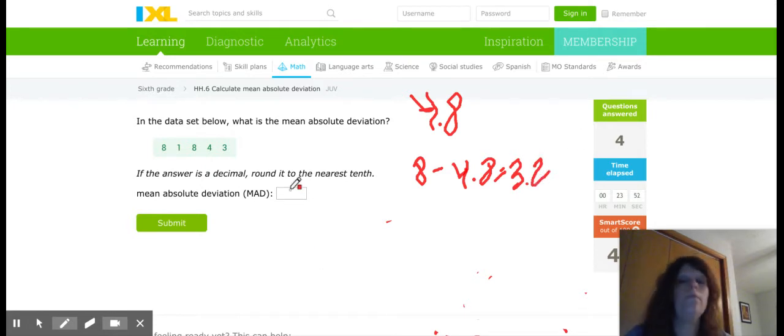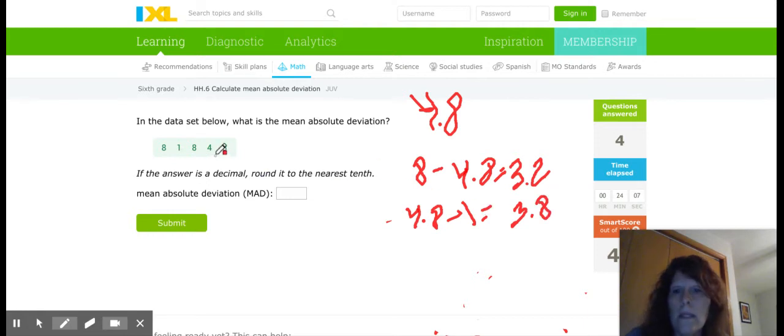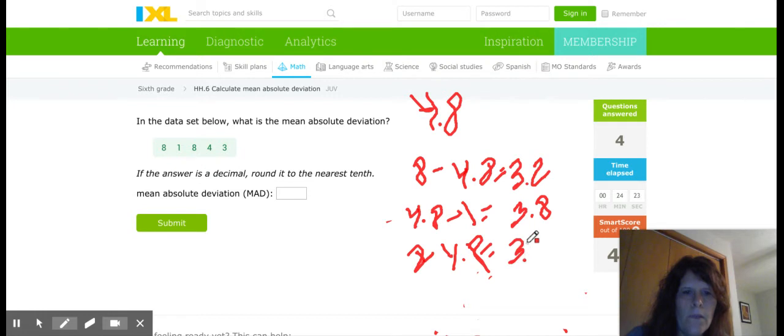Okay, your next one would be 4.8 minus 1. That's pretty easy. I could do that one in my head. That would be 3.8. Next one is 8. Well, we already did 8, so we know what that is. We'll write it down, though. 8 minus 4.8. Sorry about this sloppiness, trying to use these tools. We know that's 3.2 because we've done it before.